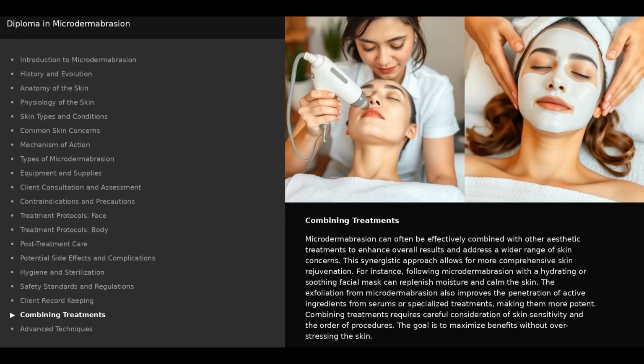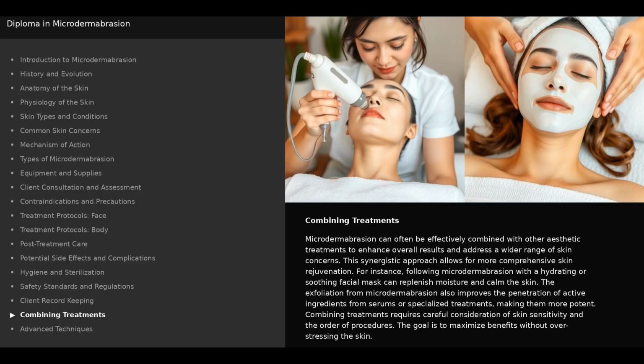Combining treatments. Microdermabrasion can often be effectively combined with other aesthetic treatments to enhance overall results and address a wider range of skin concerns. This synergistic approach allows for more comprehensive skin rejuvenation. For instance, following microdermabrasion with a hydrating or soothing facial mask can replenish moisture and calm the skin. Exfoliation from microdermabrasion also improves the penetration of active ingredients from serums or specialized treatments, making them more potent.